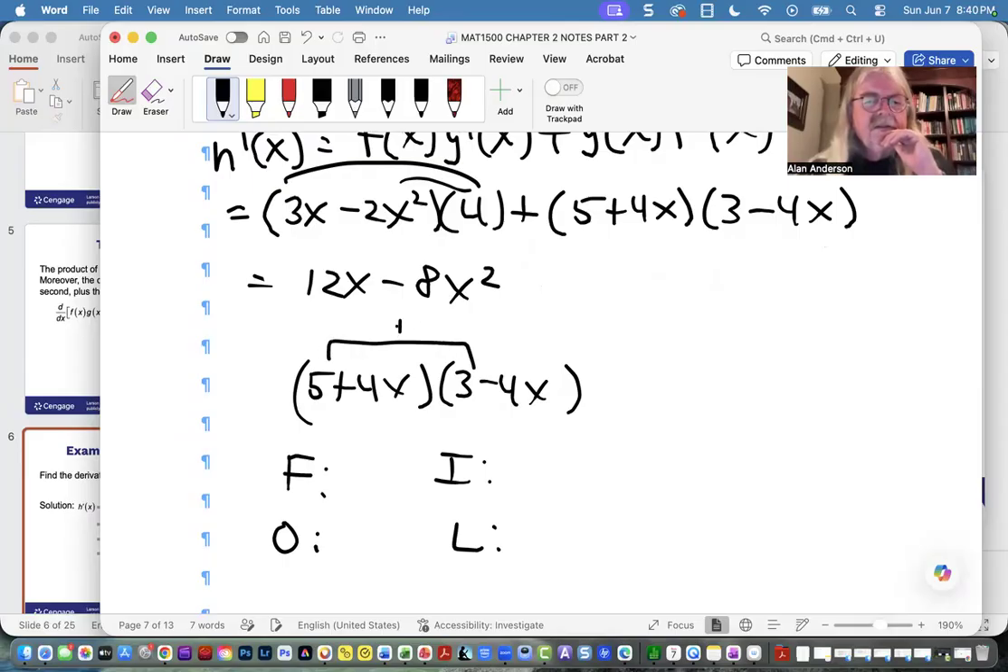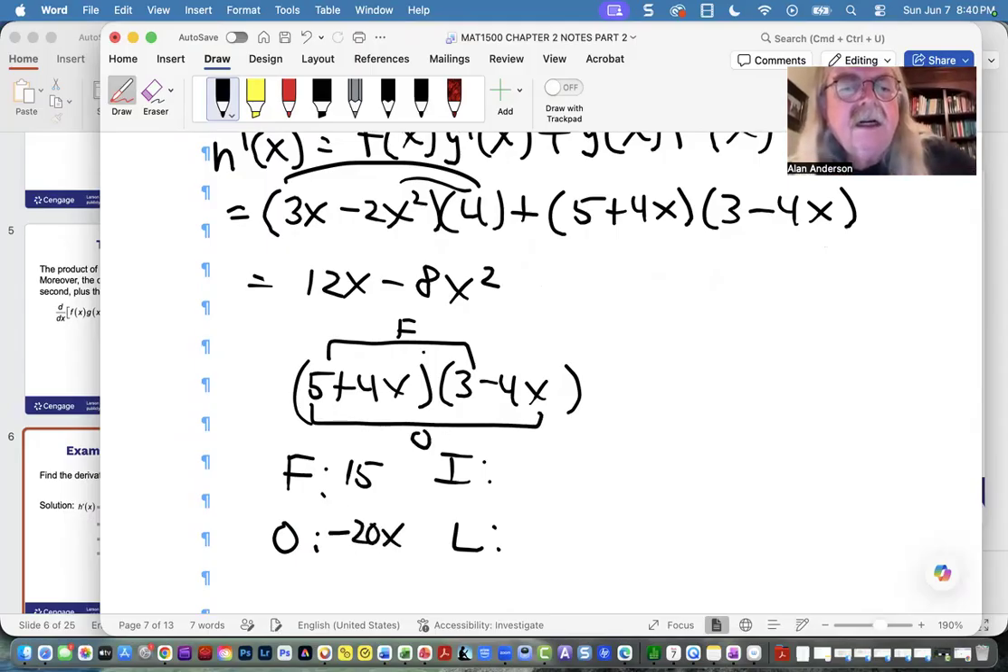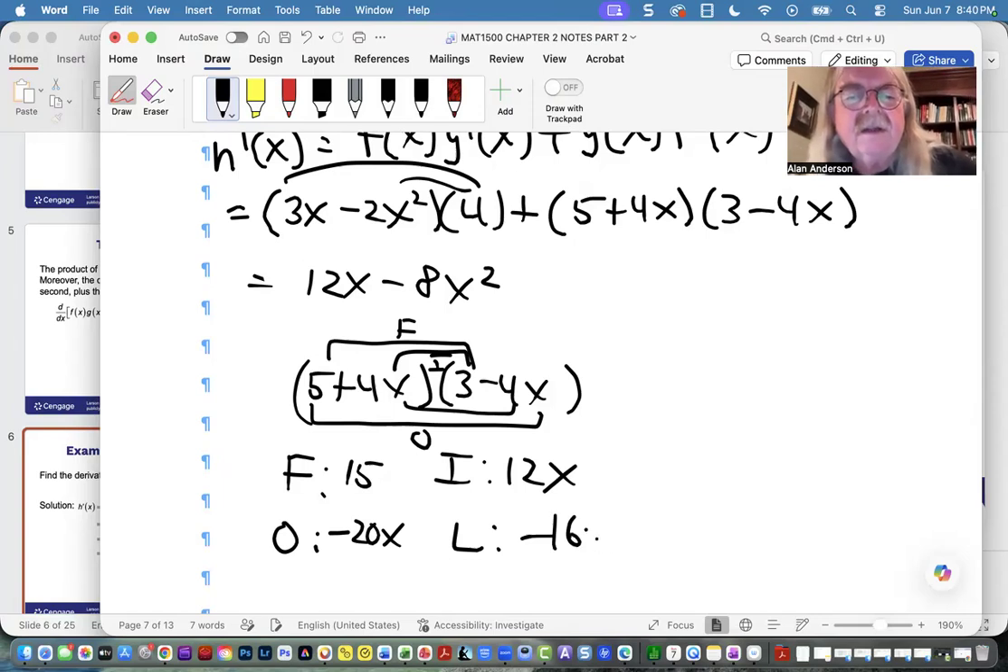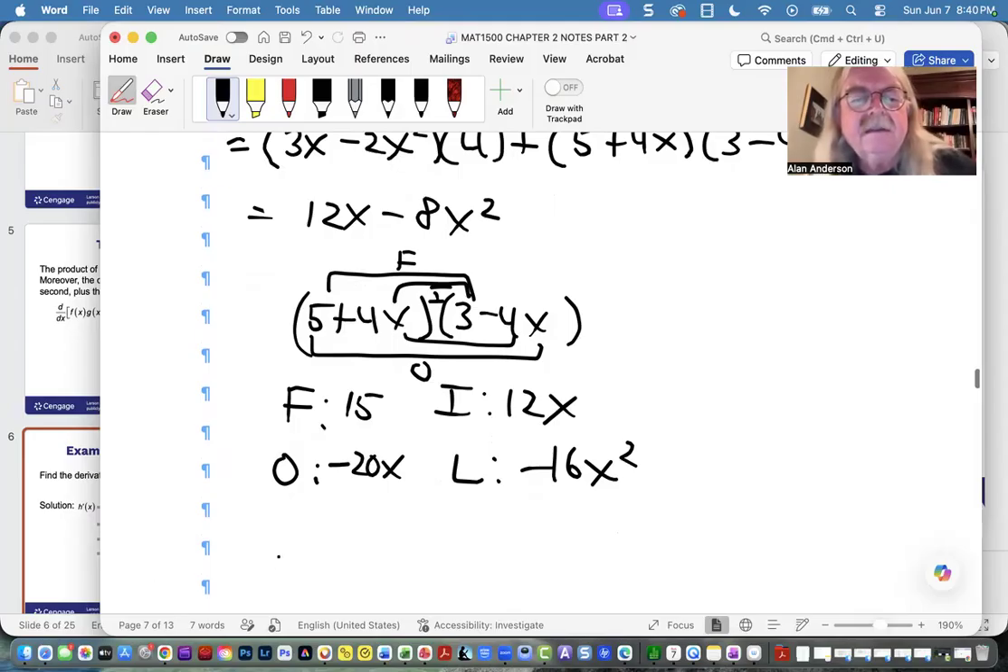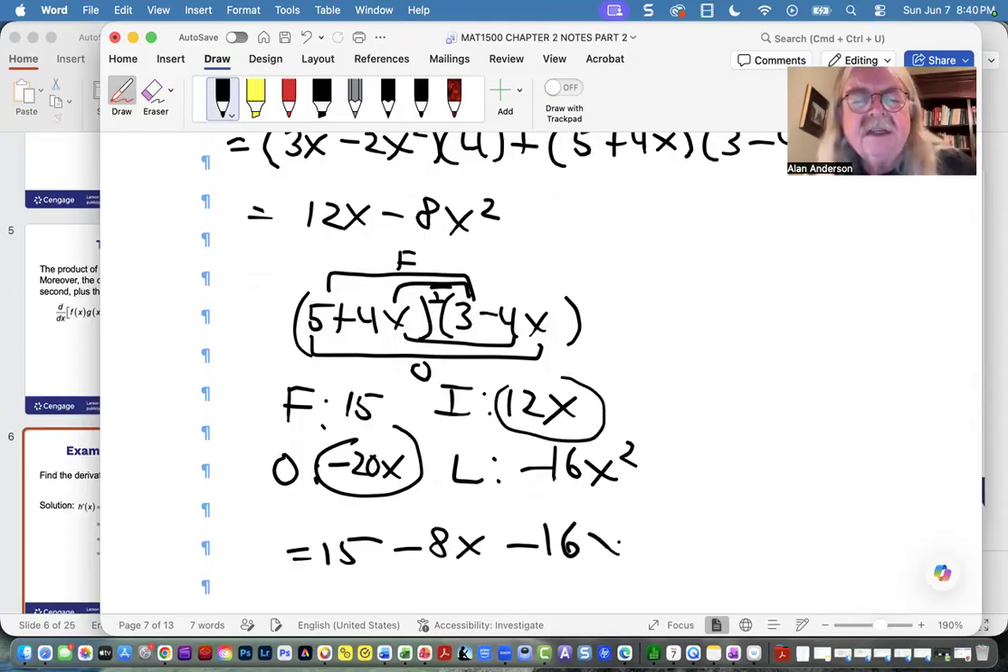There's F, O, minus 20x, I, which is 12x, and then last is minus 16x squared. So when we bring these together, we have 15. These two add up to negative 8x minus 16x squared. Okay, great. Let me just double check real fast. Yeah, we got it.